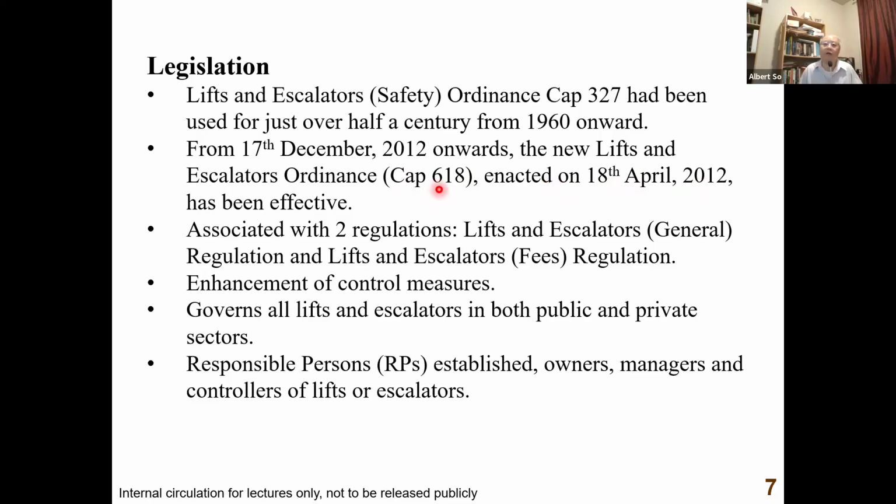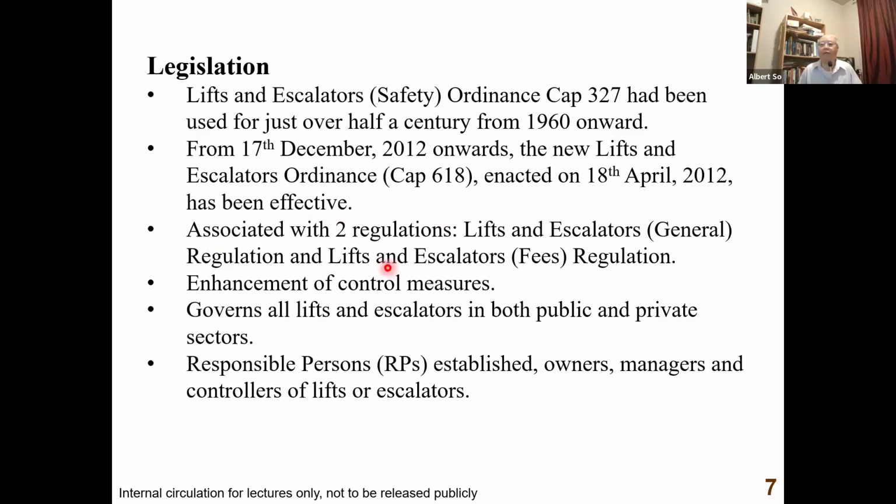Otherwise, there's no need to download. Okay, download the law. You just need to know that we now have Chapter 618 being active. In Chapter 618, two regulations are associated: the Lifts and Escalators General Regulation, which deals with the responsibilities of the responsible persons, the engineers, and the workers, where responsible persons means the owner, the management, and so on.